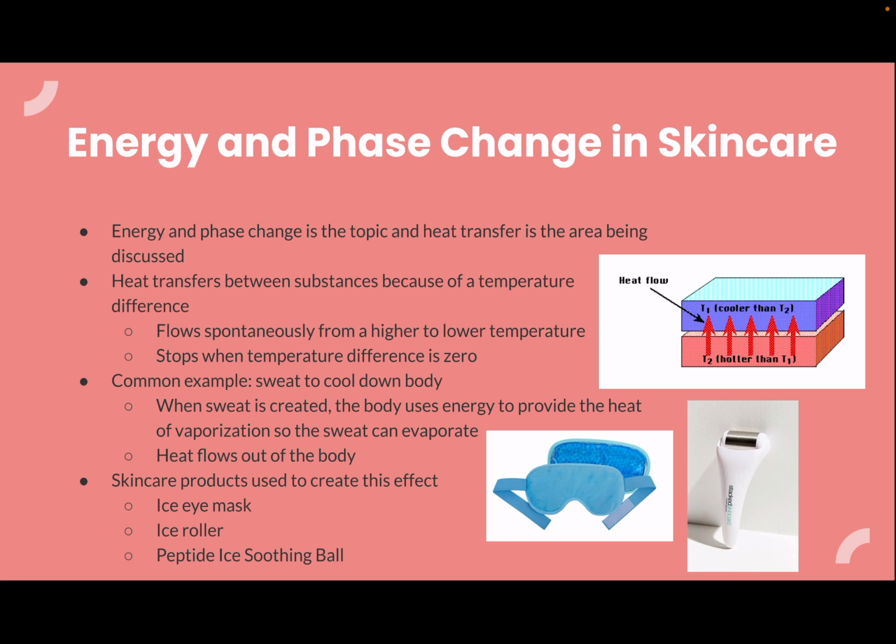A common example of this is perspiration. When sweat is created, the body uses energy to provide the heat of vaporization so the sweat can evaporate and heat flows out of the body. There are skincare products available that also create this effect, like ice eye masks, ice rollers, and a peptide ice soothing ball pictured on the bottom right.